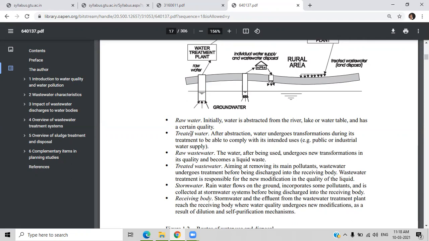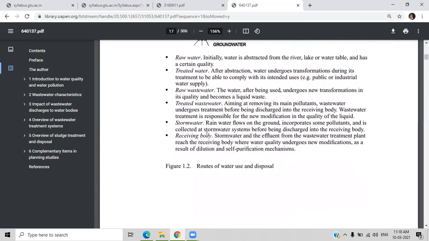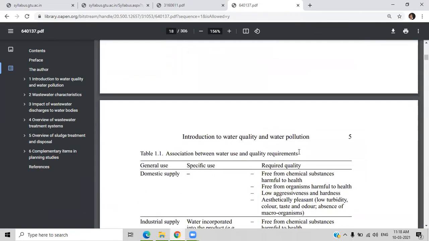The next one is storm water. Rainwater flows on the ground, incorporates some pollutants, and is collected in the storm water system before being discharged into the receiving body. So the storm water and the effluent from the wastewater treatment plant reach the receiving body, where water quality undergoes a new modification as a result of dilution and self-purification mechanisms.